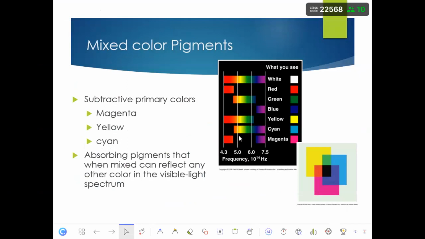We talked about the intensity. Here we will have magenta, yellow, and cyan. If we add all the subtractive colors, you will get black. But if you add yellow and cyan, you will get green. If you add magenta and yellow, you will get red. If you add magenta and cyan, you will get blue.